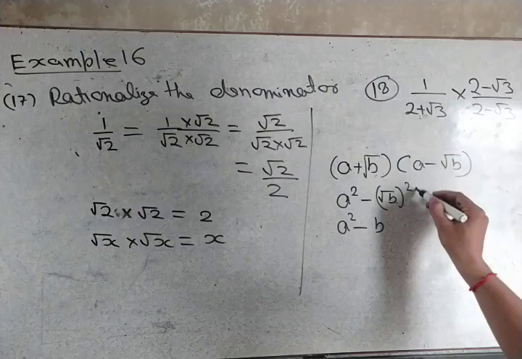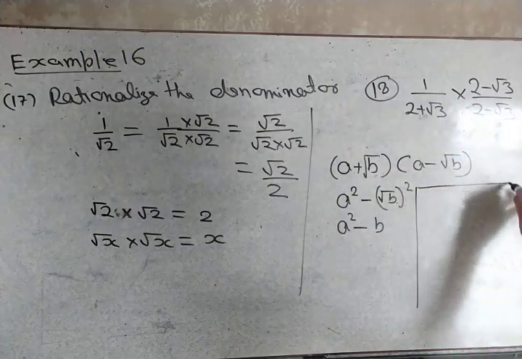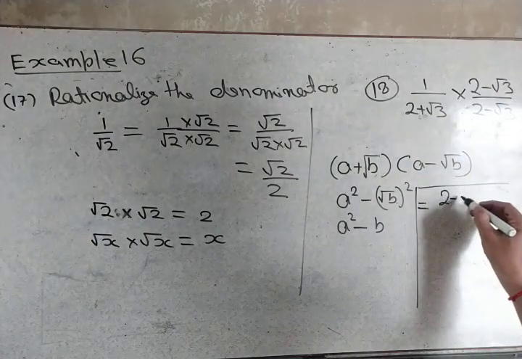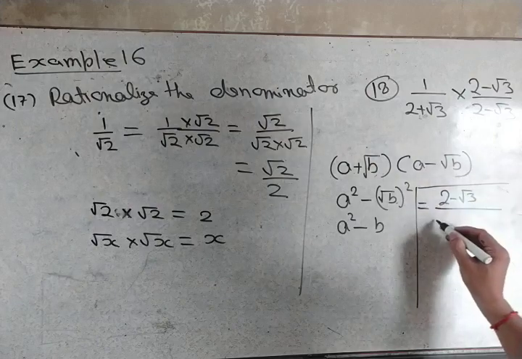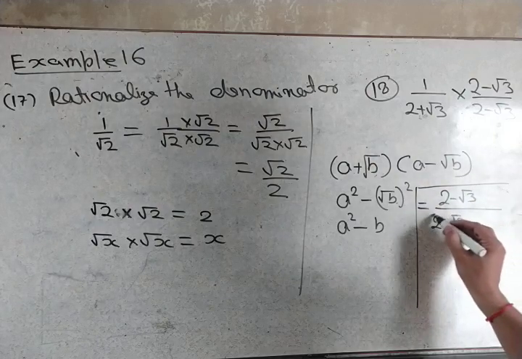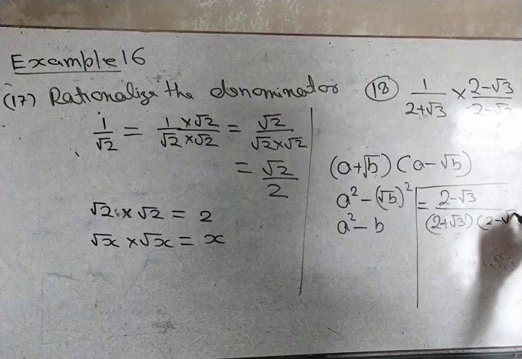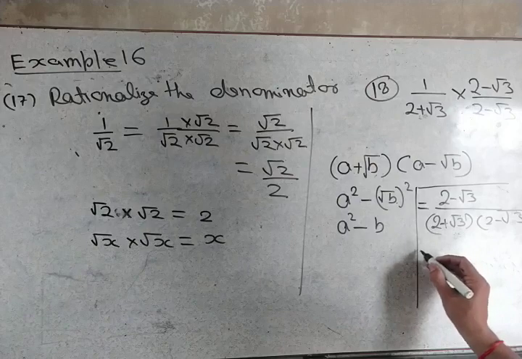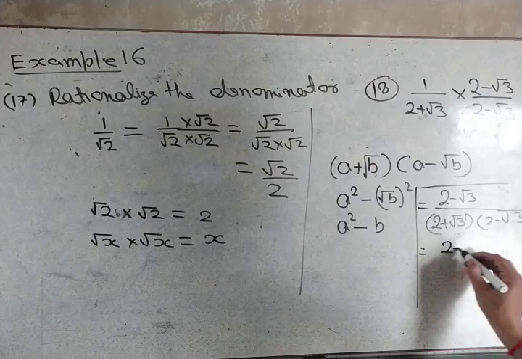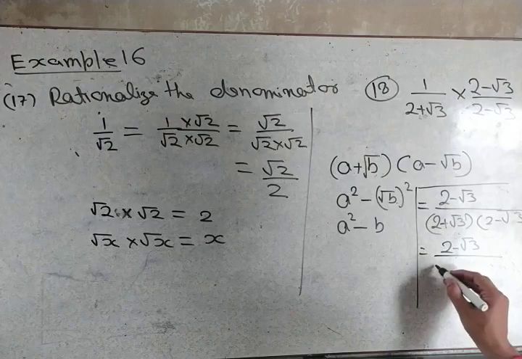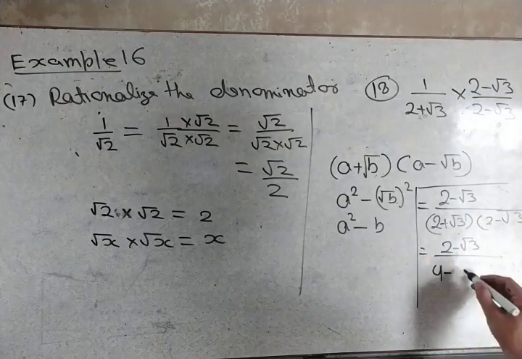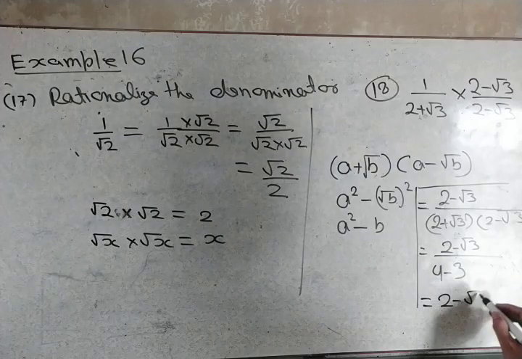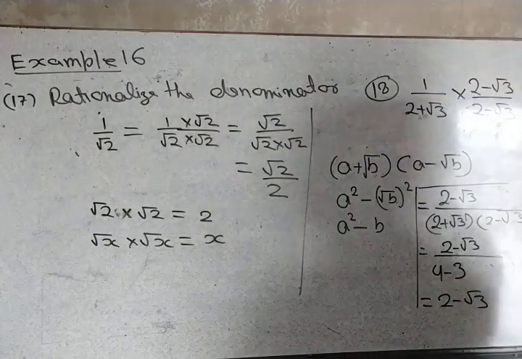I am continuing over here. What will we get? Root 2, and by using this formula we come to know root 3, and this is 4 minus root 3 square, that is 3. Then what will you get? Root 2 minus 3. Please pause the video and note it down.